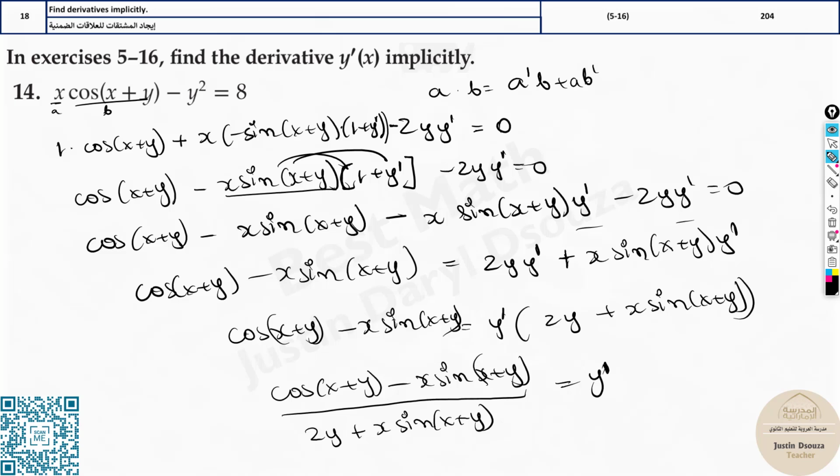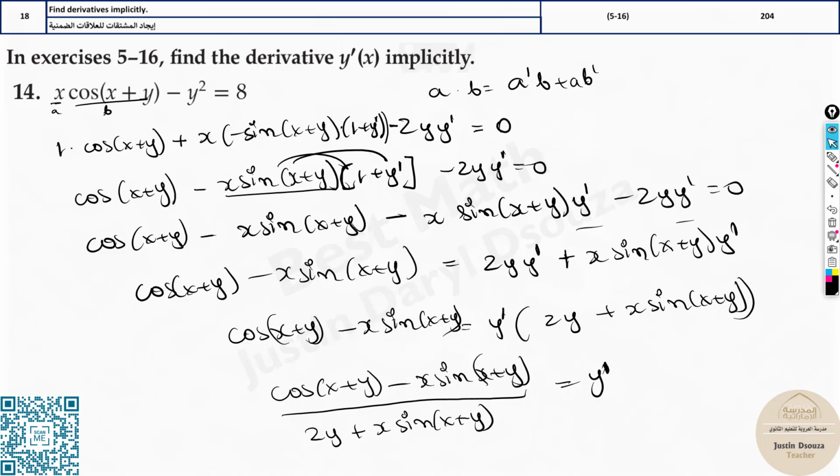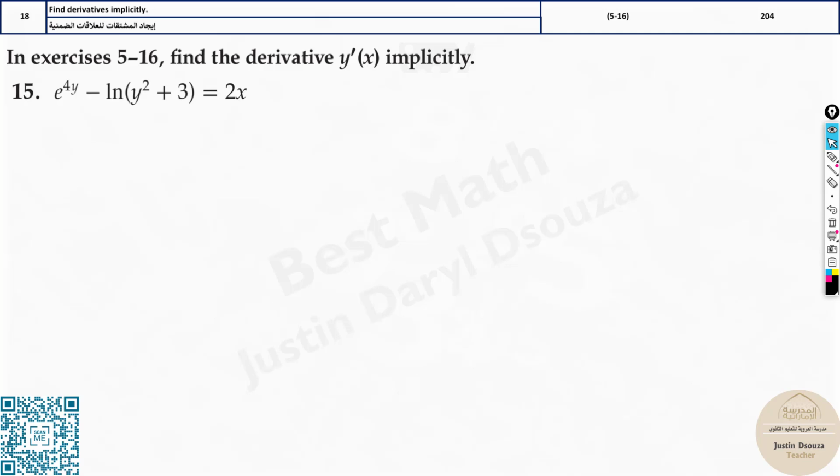That's the answer. That is all y prime. Again, a lengthy problem. That would be the final answer. See, over here they have written 2y later. This sign is written first. That's all right. So that's how we solve it. And two more problems to go. Let me do it quickly.